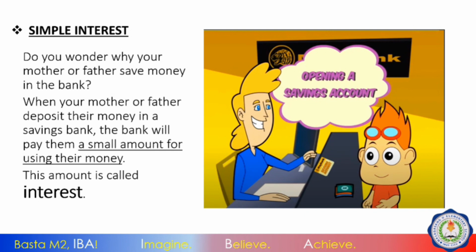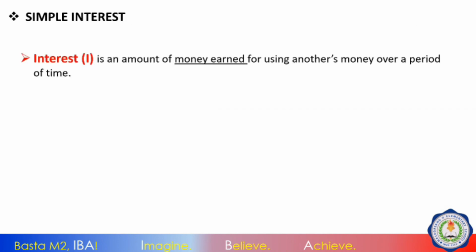Simple interest. Do you wonder why your mother or father saved money in the bank? When your mother or father deposit their money in a savings bank, the bank will pay them a small amount for using their money. This amount is called interest. Interest is an amount of money earned for using another's money over a period of time.